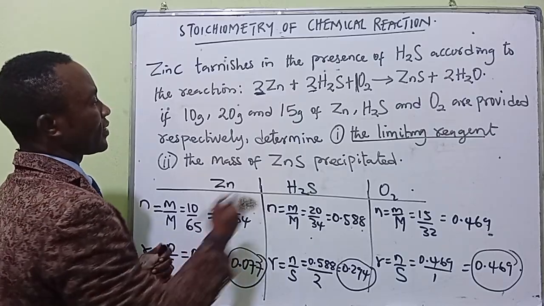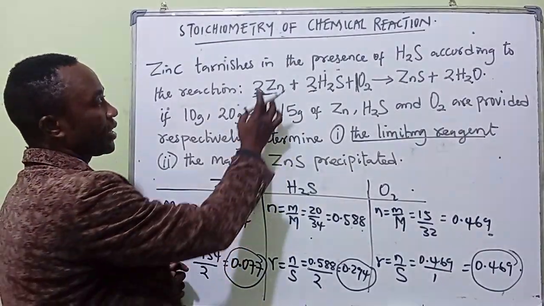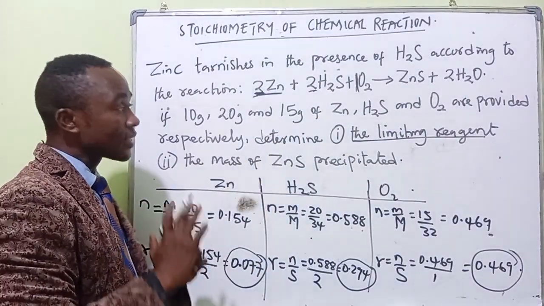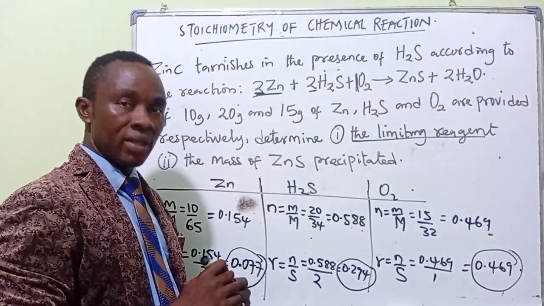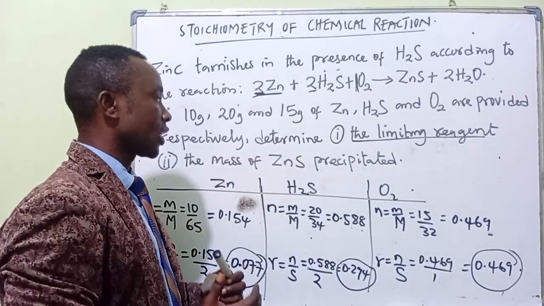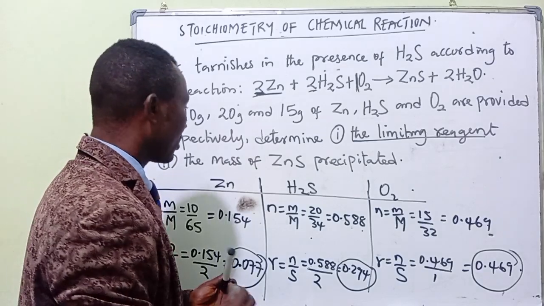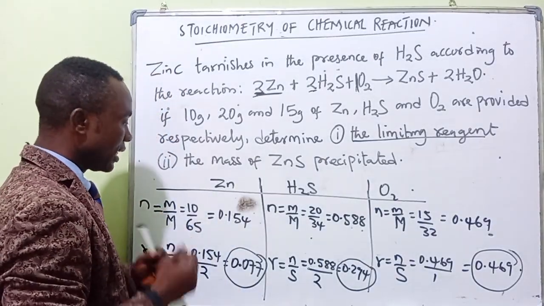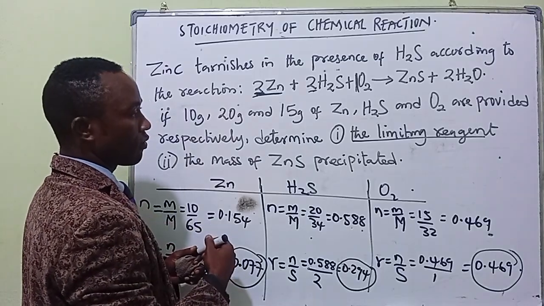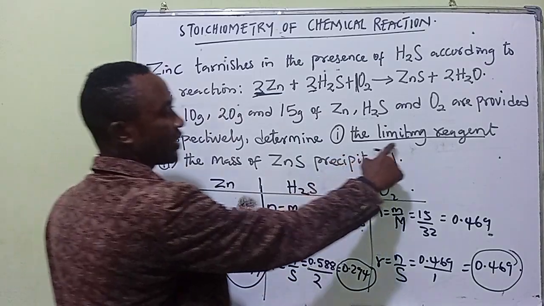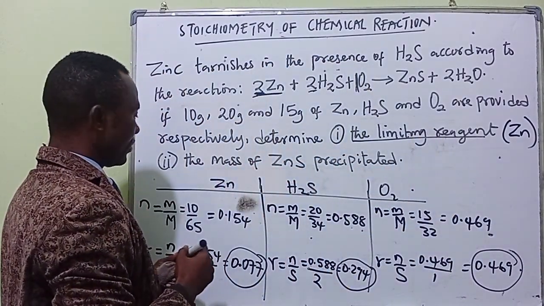So having known that zinc now is the limiting reagent, it simply means in the course of this reaction, the reagent that will finish first will be zinc. So it determines the reaction, it controls the reaction, because once zinc finishes, the reaction stops. That is why it is the limiting. It limits the reaction. Now, we have answered question number 1, that we should find the limiting reagent, and we now know that zinc is the limiting reagent.